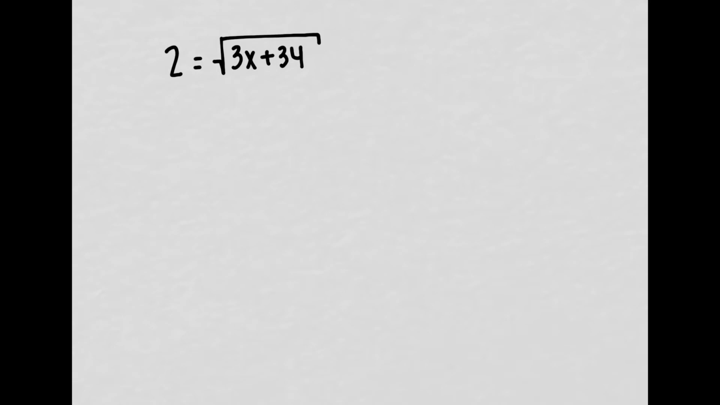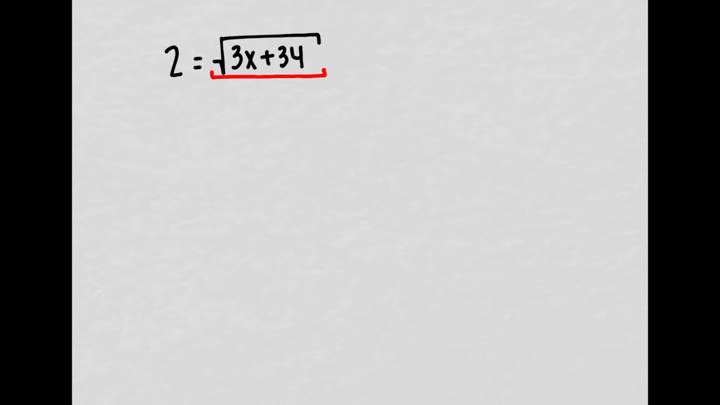2 is equal to the square root of 3x plus 34. So our first step in these always is to isolate the radical. And remember that radical is whatever is underneath the square root. So that means I can't have anything in front of it, behind it, next to it. It needs to be by itself. And in this situation, it is.